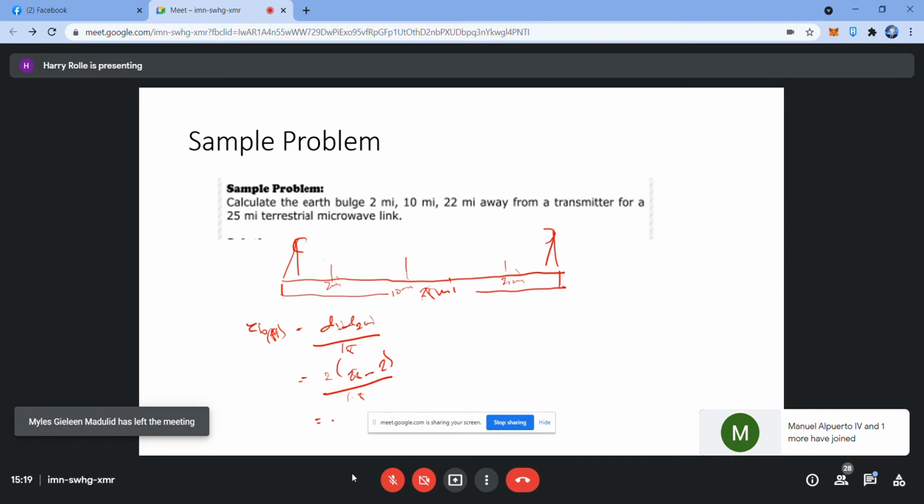Does anyone know the answer? 30.67 po. 30.67. Oh, what is that? 30.67 what? Miles po. Miles. Are you sure? Feet po. Feet. Okay. Sorry. 30.67 feet.